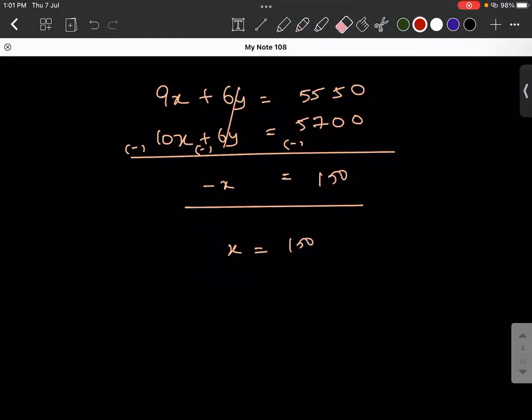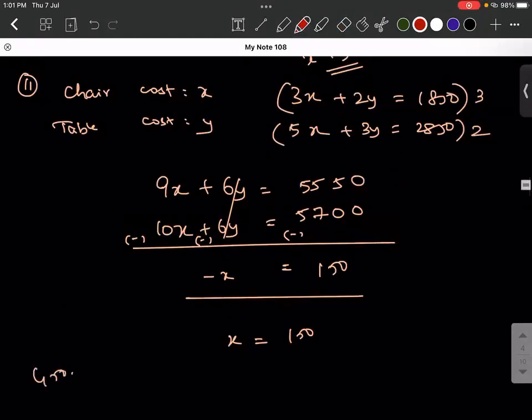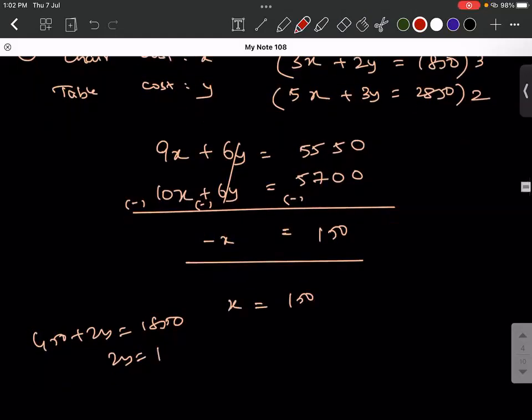150 means how much will we get? 450 plus 2y is equal to 1850. So 2y should be equal to 1,400, no? So y will be equal to 700. So 700 plus 150 is going to give you 850. Is that an option? Option B is the right answer. Right?